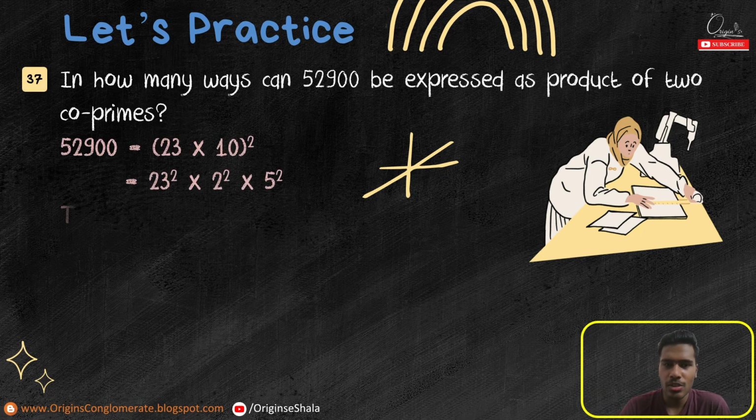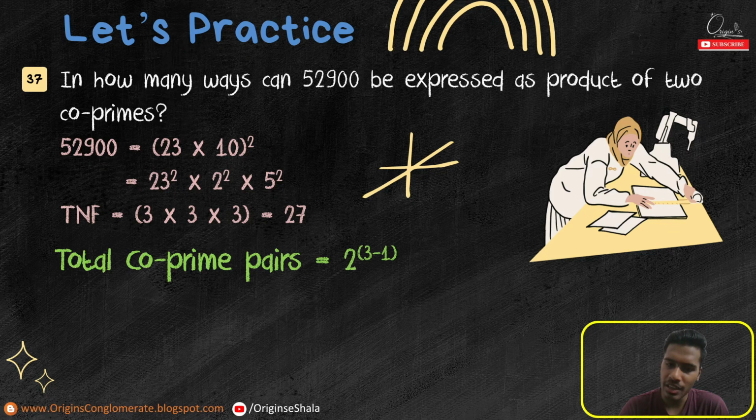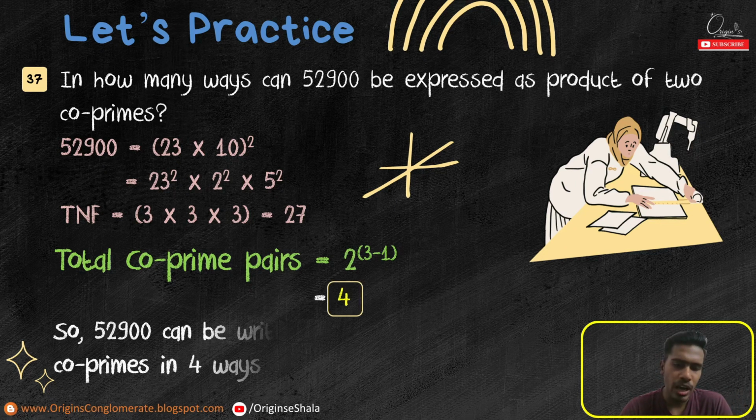So yeah, here goes the next question. 52900, you have to express it as product of two coprimes. And till now, all of you guys know how to do it. You factorize it, take the powers, add 1 and multiply them. You will be left with 27. And as you see, at the base, I have 3 prime factors. So I will reduce it by 1 and add it to the power of 2. I will be left with 4.